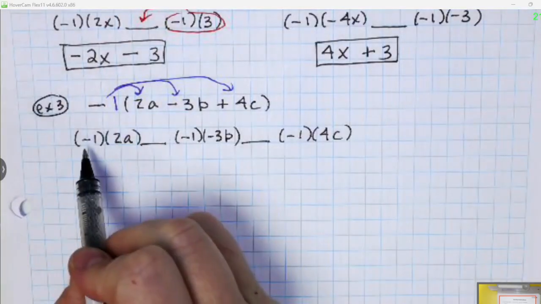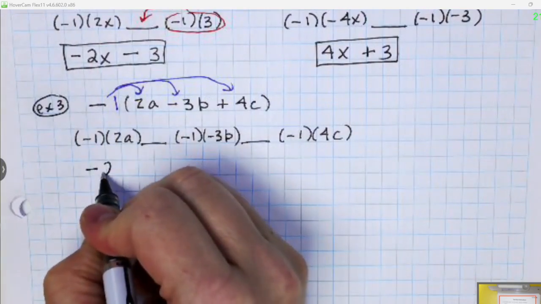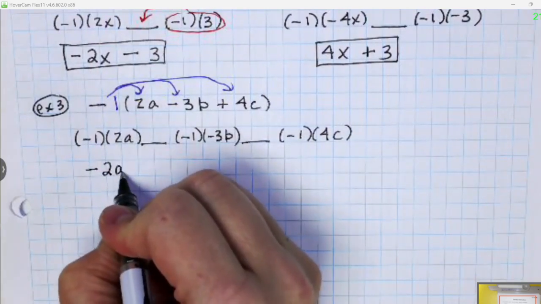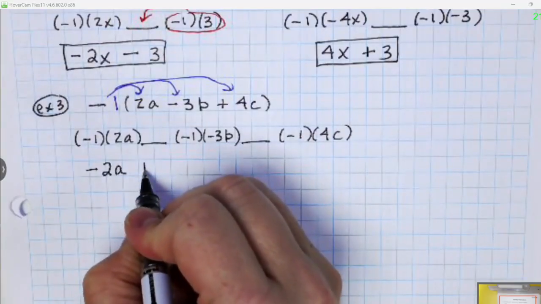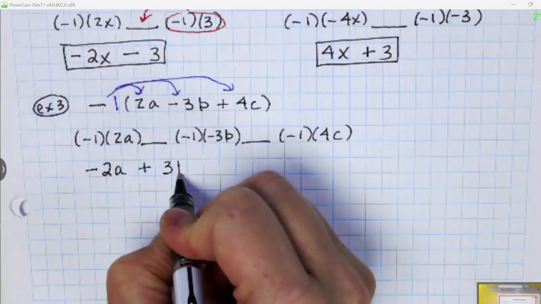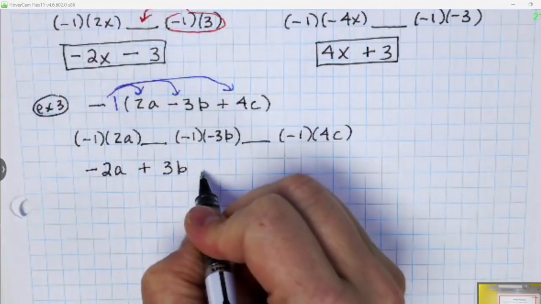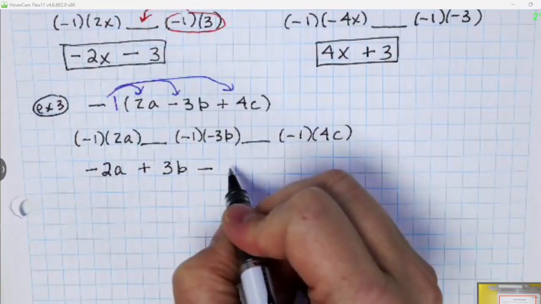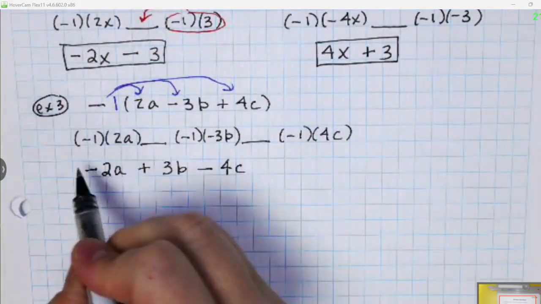All right, let's do it. A negative times a positive is a negative. 1 times 2 is 2. Tag the a. Moving over. A negative times a negative is a positive. Put the plus. 1 times 3 is 3. Tag the b. Moving over. A negative times a positive is a negative. 1 times 4 is 4. Tag the c.